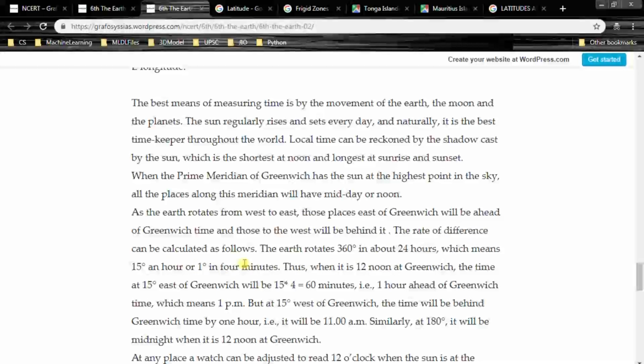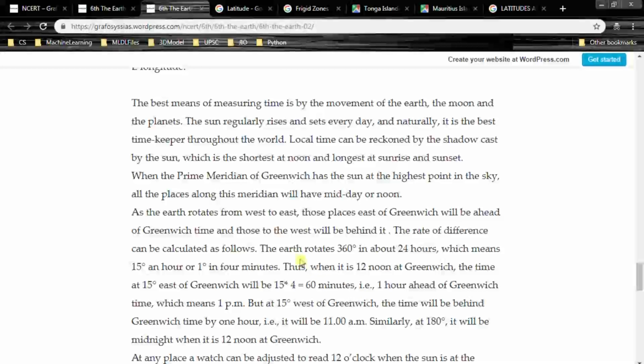The rate of difference can be calculated as follows. The earth rotates 360 degrees in about 24 hours, which means 15 degrees an hour or 1 degree in 4 minutes. Thus, when it is 12 noon at Greenwich, the time at 15 degrees east of Greenwich will be 15 into 4, which is equal to 60 minutes. That is 1 hour ahead of Greenwich time, which means 1 p.m. But at 15 degrees west of Greenwich, the time will be behind Greenwich time by 1 hour. That is, it will be 11 a.m. Similarly, at 180 degrees, it will be midnight when it is 12 noon at Greenwich.